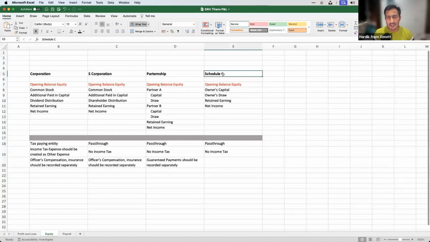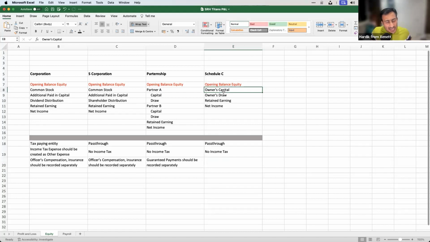Schedule C is pretty straightforward. We just need to have owner's capital, owner's draw, retained earnings, and net income. Typically, we have seen that there are no such payments being drawn in the form of salary. The owner withdraws whenever they need. If it is salary, they book it, then we just need to show it as owner's salary on the profit and loss. Otherwise, the structure is pretty straightforward, like owner's capital and owner's draw. Okay.